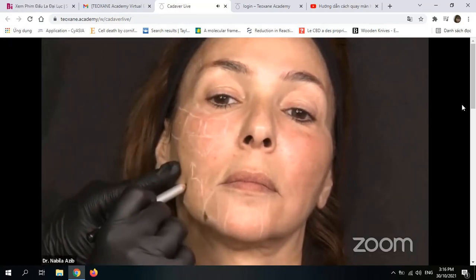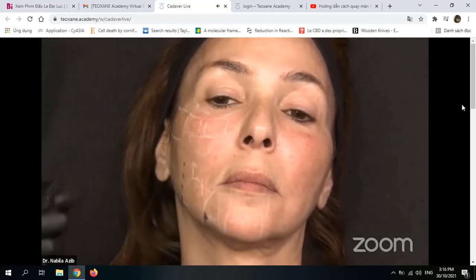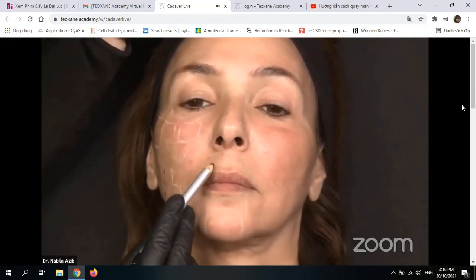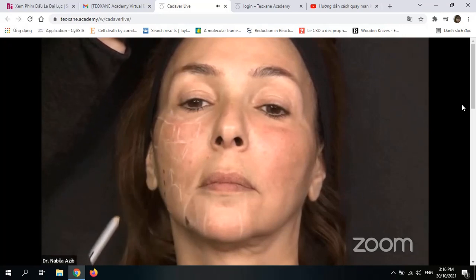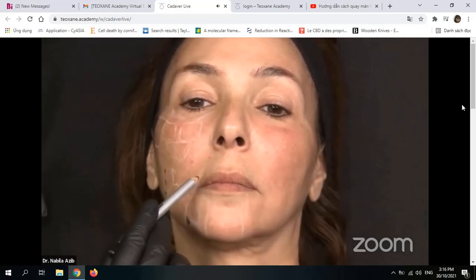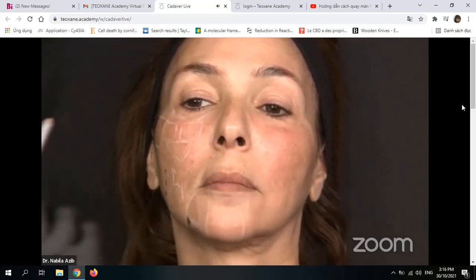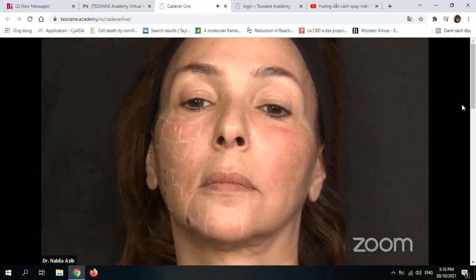What product will you choose for the barcode wrinkles in the perioral area? For the barcode, since she has thin skin here, I will use a blanching technique with RHA1. And for the lips, I will be using for the contour and the volume RHA2 with the cannula technique.